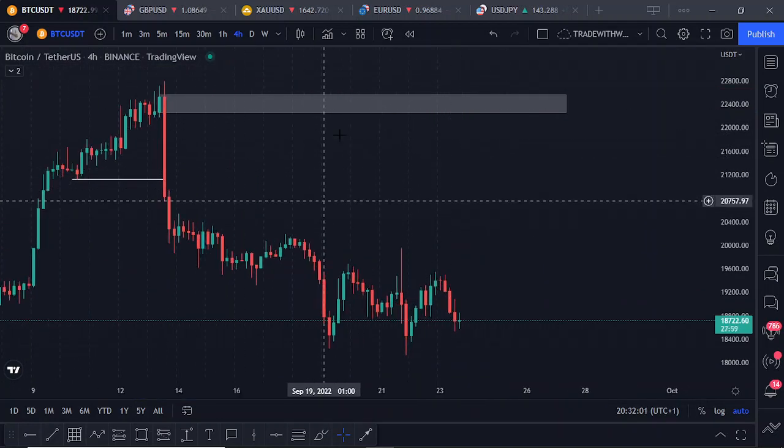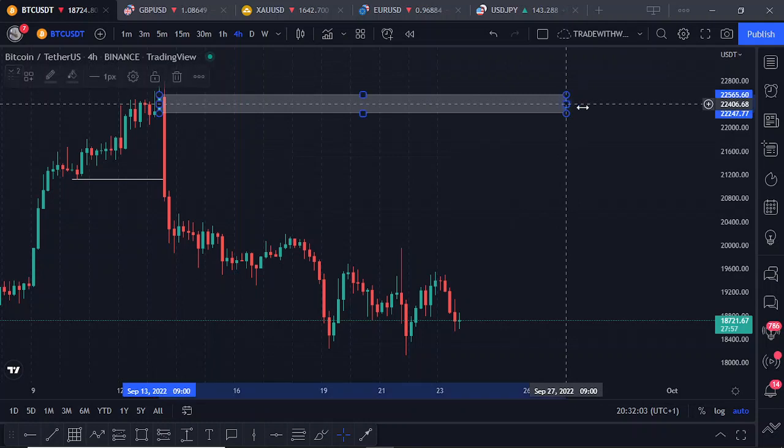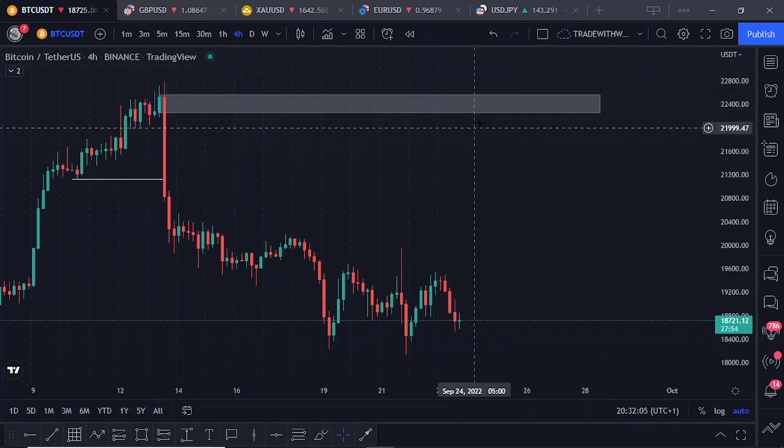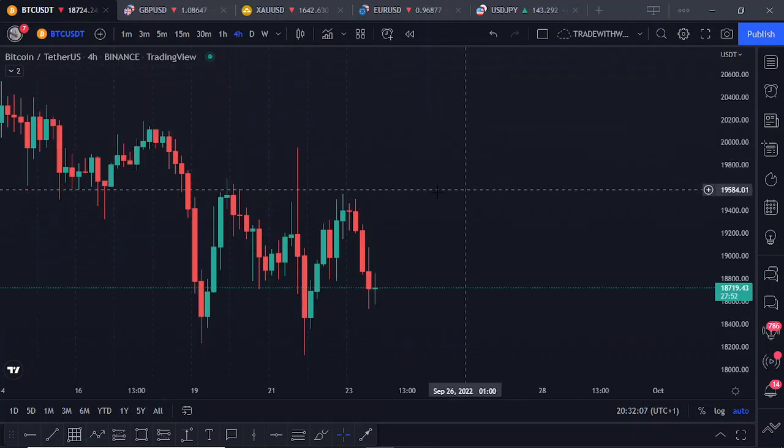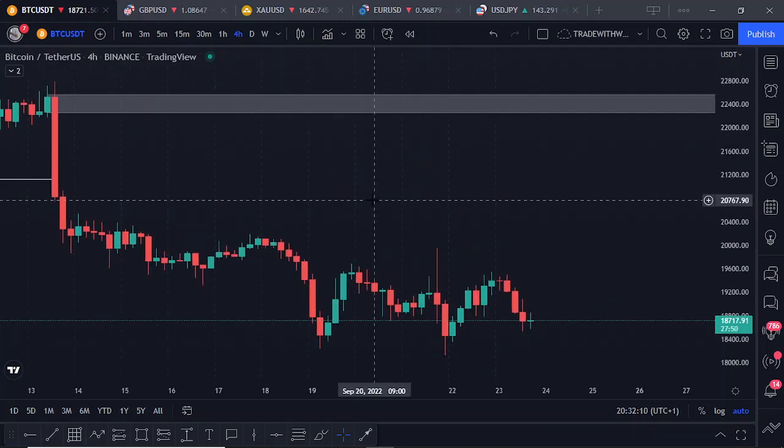So looking at the supply zone, you can see market didn't touch that supply zone, but it's a very active and valid supply zone. You understand now? Then what is the next supply zone?